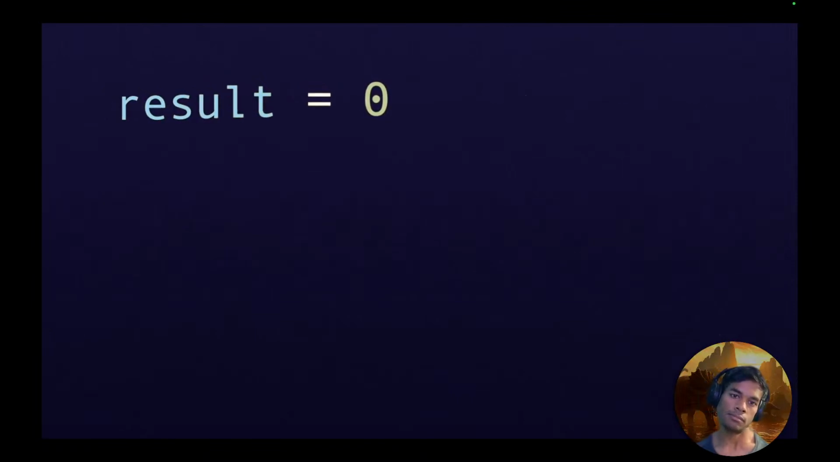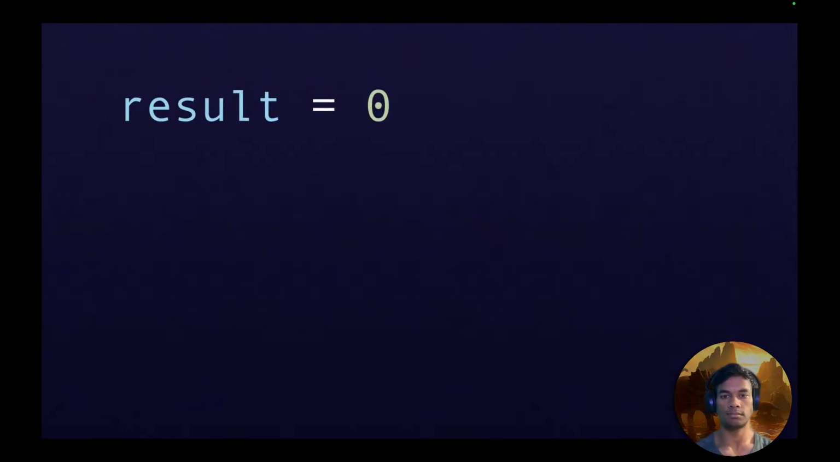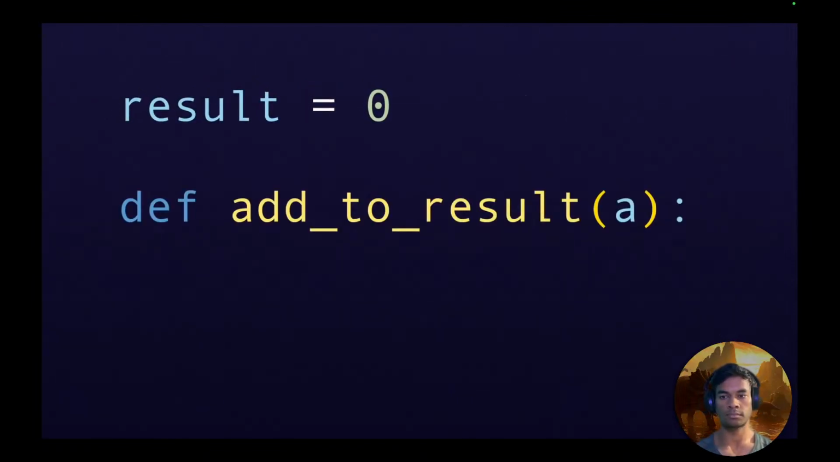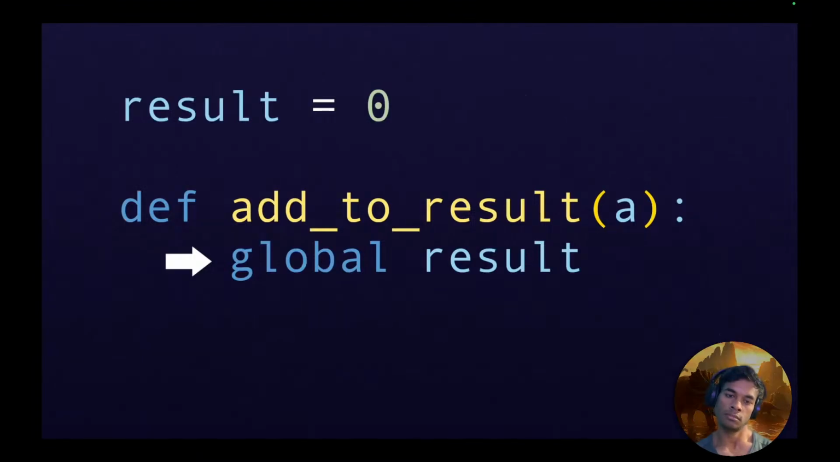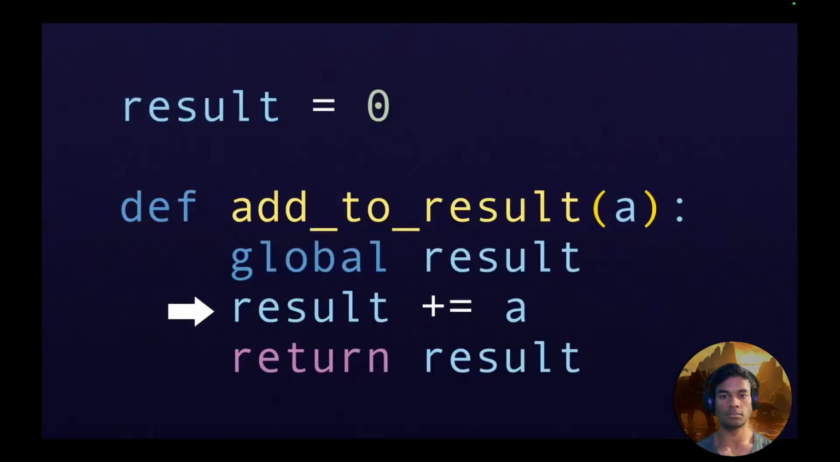First, we'll declare a global variable called result and set it equal to 0. Next, we'll define a function called add2result. Now this one only takes one input, we'll call it a. The first thing it does is declare that the result variable is a global variable. In Python, this is required just so that we're allowed to access that global variable from within a function. Next, we'll add a to the result and return that sum.